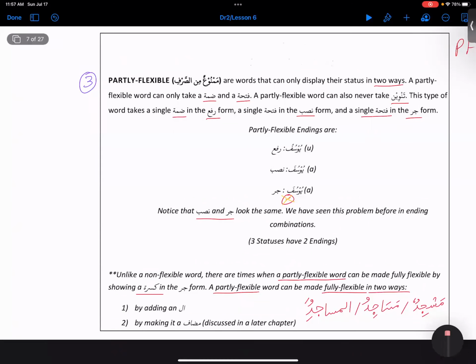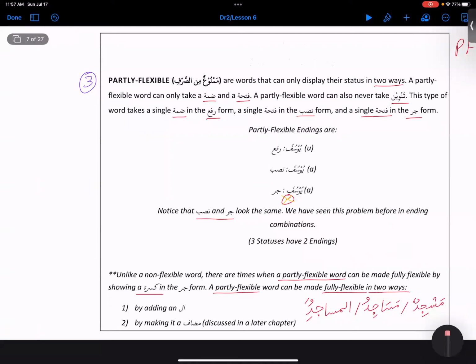Okay, so next one. Now the third category, partly flexible. So now this is the tricky one. Even though, what are most of the words? Fully flexible. So we should not worry about partly flexible a lot, because most of the words in Quran Pak are fully flexible, alhamdulillah. And non-flexible words are very easy to find out, inshallah. And the partly flexible ones, yes, they are a little tricky, but inshallah, for our level, we are going to keep it simple and easy. And as we grow in our grammar and vocabulary, inshallah, that is going to become easy.